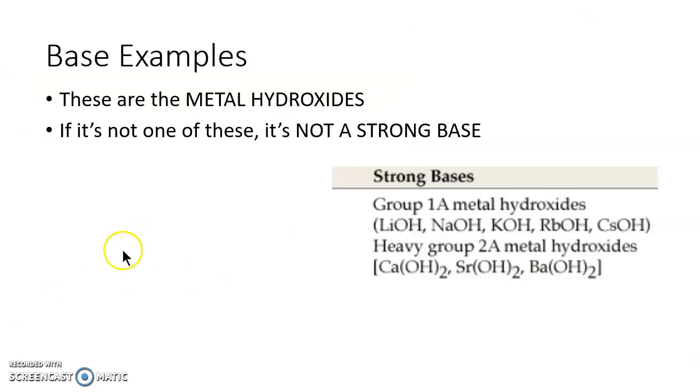Okay, here are some base examples. A lot of the bases we're going to look at are metal hydroxides, which means it's a metal with a hydroxide ion. So here are all of them. You have lithium hydroxide, sodium hydroxide, potassium hydroxide, rubidium hydroxide, cesium hydroxide. You've got calcium hydroxide, strontium hydroxide, and then barium hydroxide. So if it's not one of these, we're not looking at a strong base.